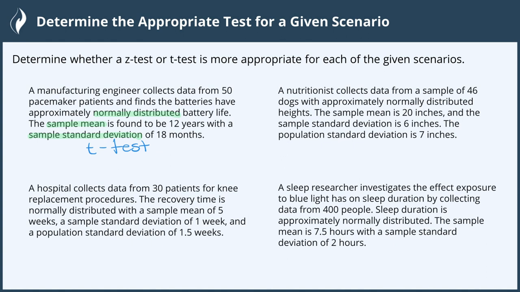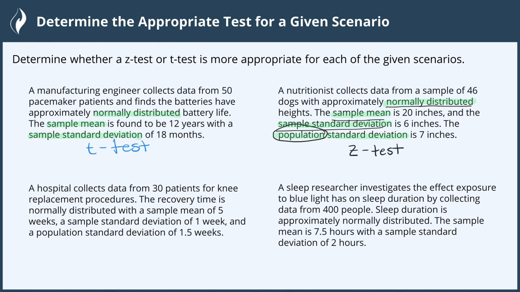Our second example states, a nutritionist collects data from a sample of 46 dogs with approximately normally distributed heights. The sample mean is 20 inches and the sample standard deviation is 6 inches. The population standard deviation is 7 inches. In this case, we know that it's normally distributed just like all of the others. We were also given the sample mean and sample standard deviation. However, in this one, we have the population standard deviation, and that's known. This means that we can use the z-test.